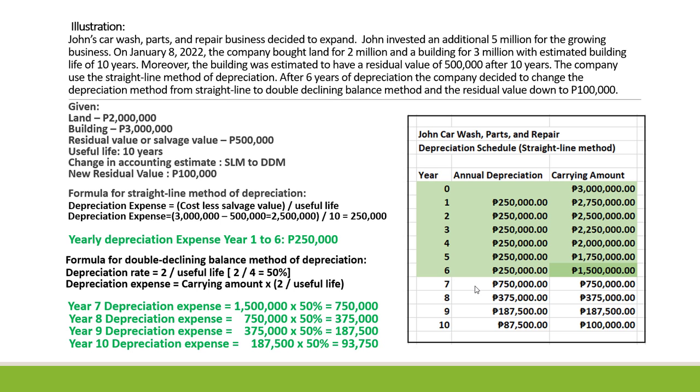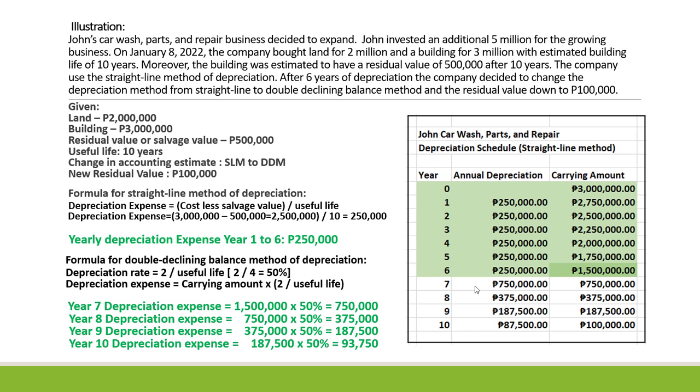estimated building life of 10 years. Moreover, the building was estimated to have a residual value of 500,000 pesos after 10 years. The company used the straight-line method of depreciation. After 6 years of depreciation, the company decided to change the depreciation method from straight line to double declining balance method and the residual value down to 100,000 pesos.